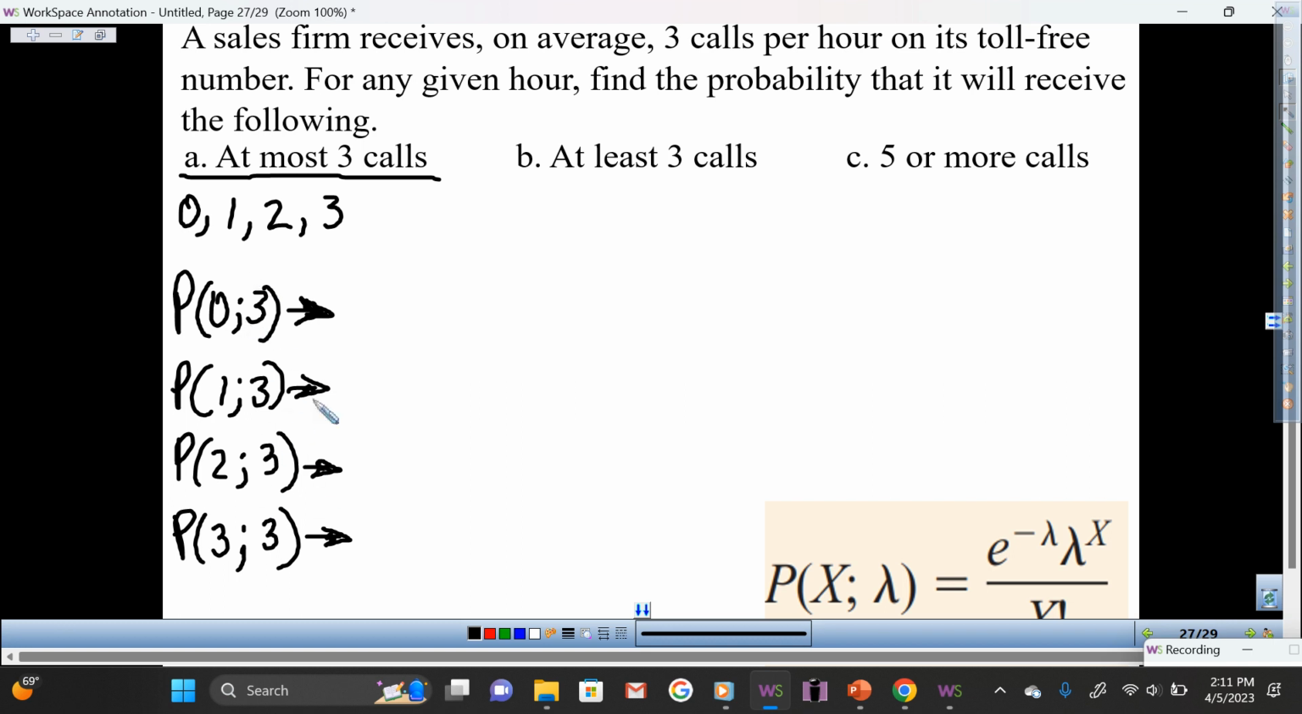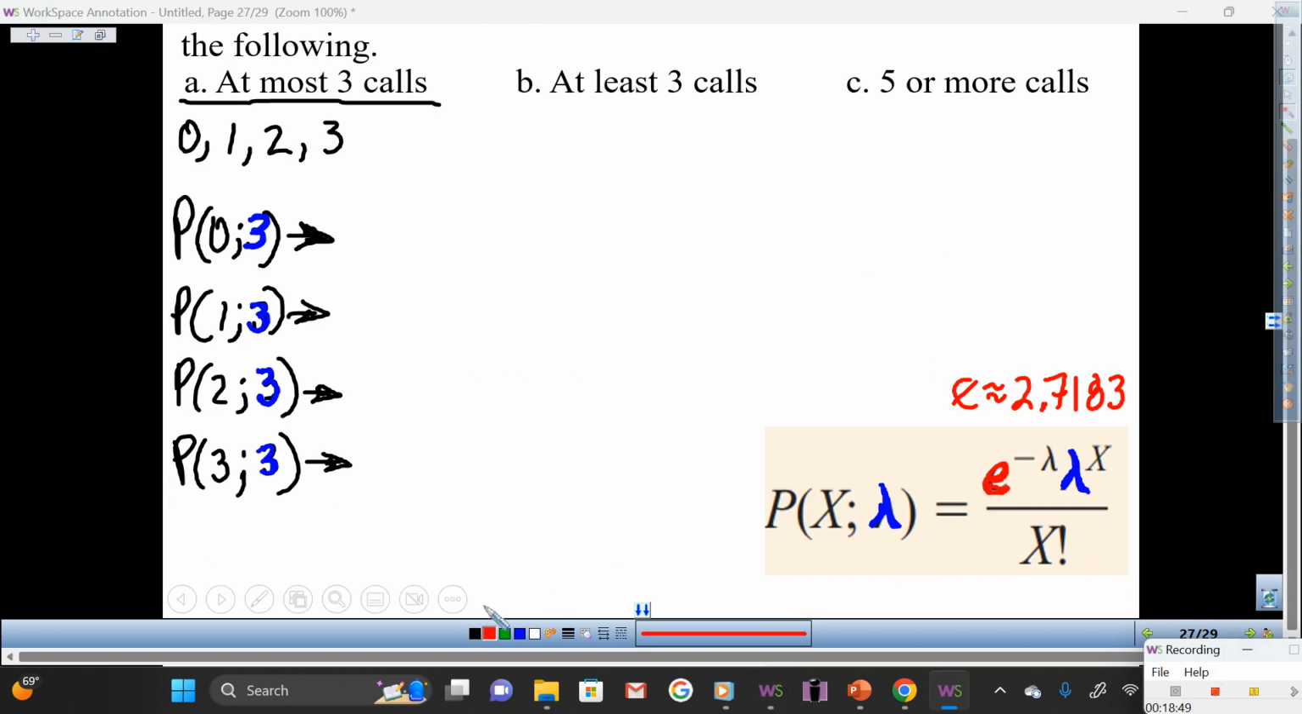All right, so I'll give you some time to compute that really quick, because from here we're going to see how it works for these two at the end. Go. Okay, who's got a P of 0, lambda 3? Samuel, you got it already? 0.0498, that is correct.